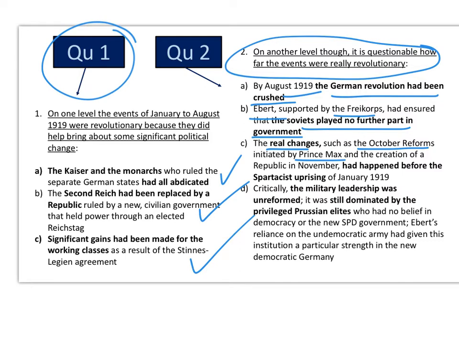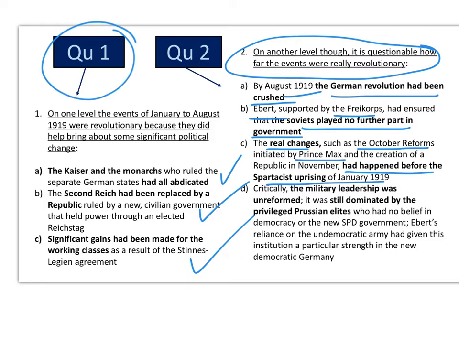Well, those changes happened before the revolutionary events of January 1919. They had been agreed before the Kaiser even abdicated. So, in a sense, to argue that it was a revolution because now the voting system was fairer, well, that change didn't happen as a result of the revolutionary action. It happened because it was decided by Prince Max. Okay, so it's debatable whether that was a revolution.